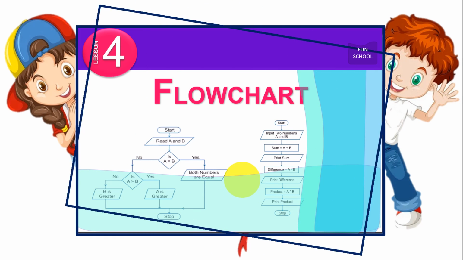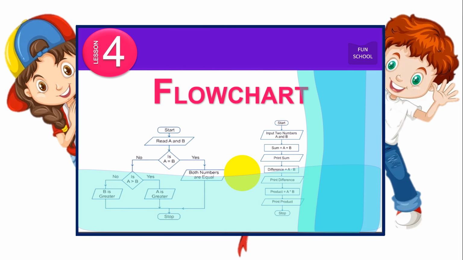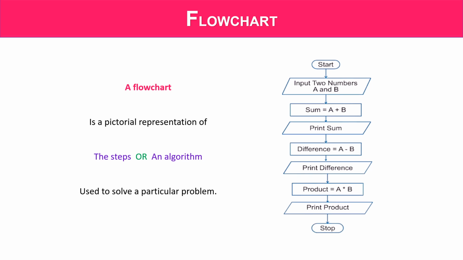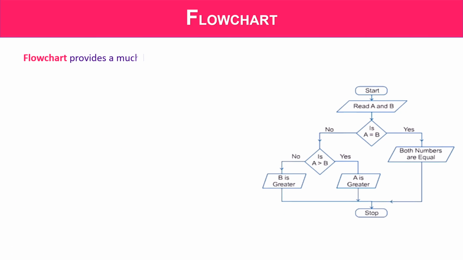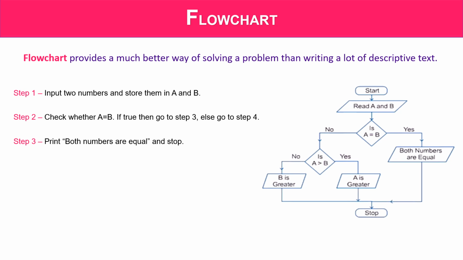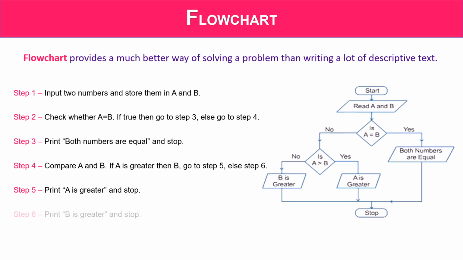Lesson 4, Part 2, Flowchart. A flowchart is a pictorial representation of the steps or an algorithm used to solve a particular problem. A flowchart provides a much better way of solving a problem than writing a lot of descriptive text. We usually do this while writing an algorithm.